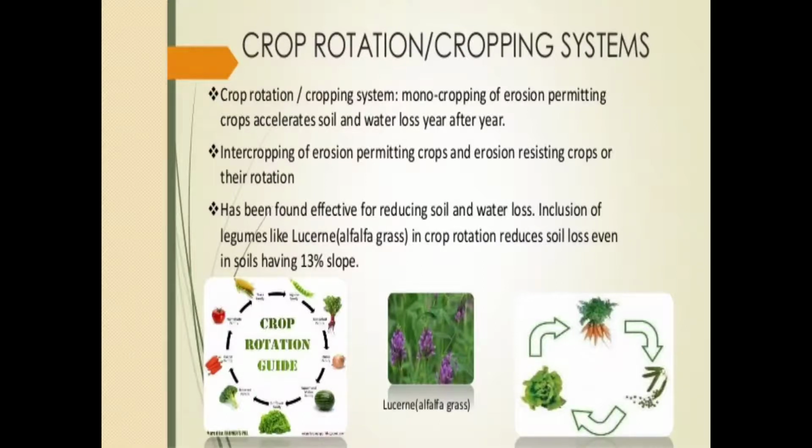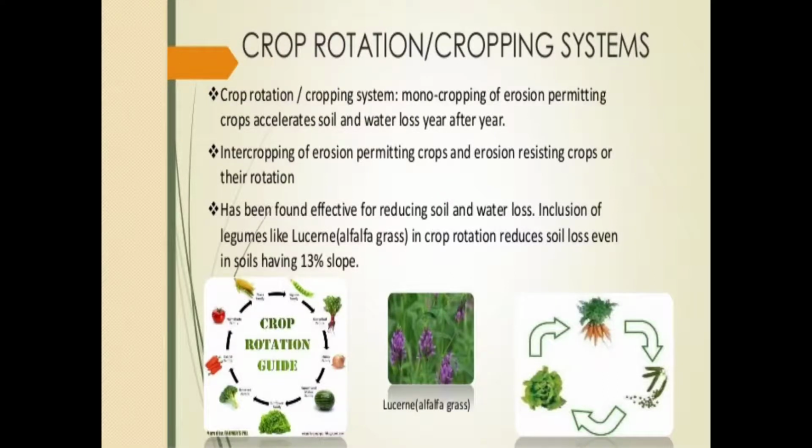Crop rotation has been found effective for reducing the soil and water loss also. Inclusion of legumes like lucerne in crop rotation reduces the soil loss even in soils having a 13% slope. So the very important example of crop rotation given here is including legume crops, for example lucerne grass, in the crop rotation. They help to reduce the soil loss in soil having a 13% slope. In that condition also it plays a very important role and helps to control the soil loss.